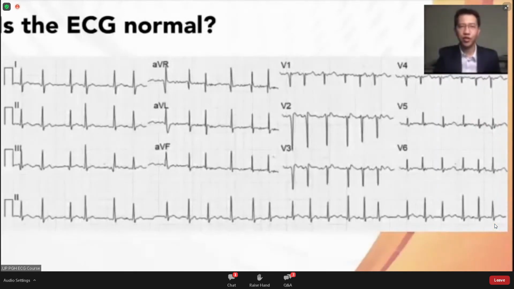How about this tracing? Just by eyeballing, you will see that this is running at a fast rate, probably more than 100 beats per minute. You would need a 6-second strip because it is irregular. And one quick differential for an irregular and fast rhythm is, of course, atrial fibrillation. One clue is the bizarre-looking baseline and indiscernible P waves here.